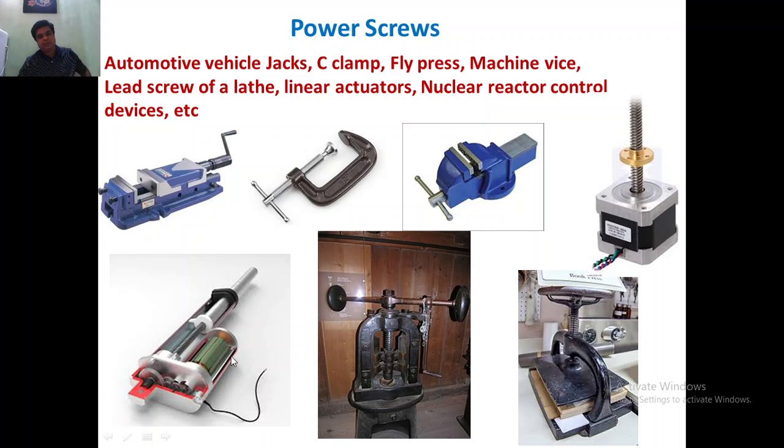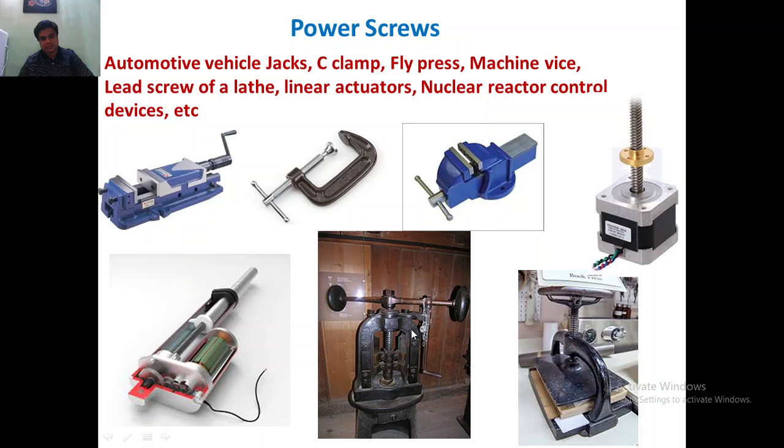Similarly, we have actuators. We have something called linear actuators, which are used in robotics. It is simply a motor connected to the screw rod. Whenever the motor is switched on, the screw rod rotates, and it can move the nut linearly up and down, or to the left or right. Similarly, we have these jacks here, power jacks.